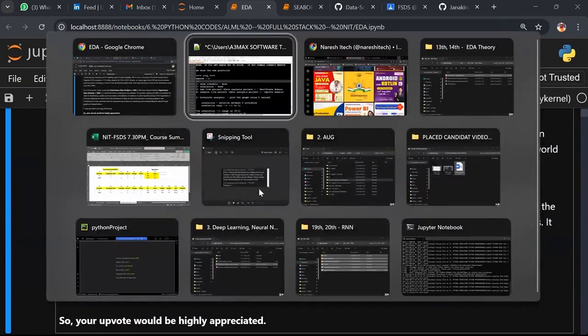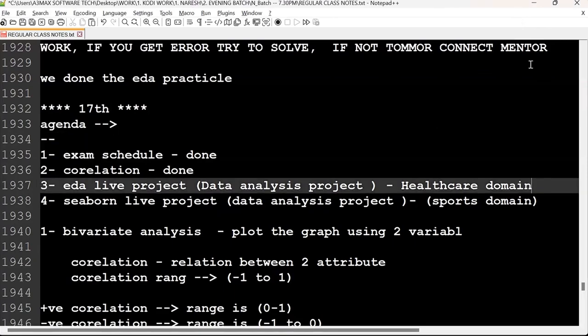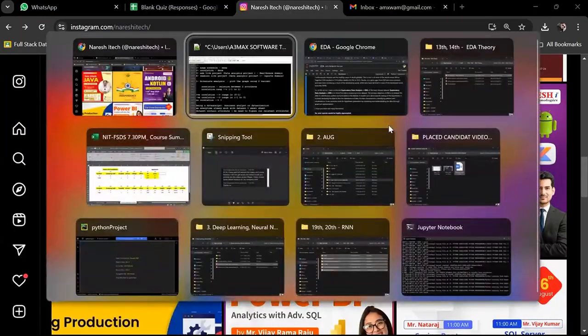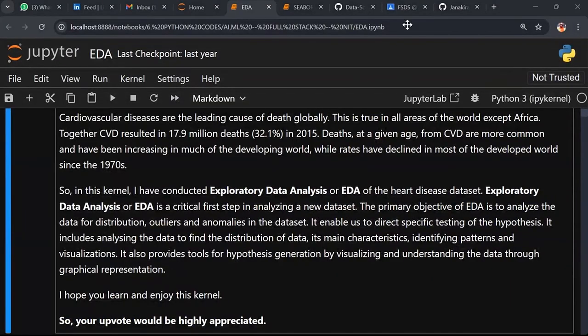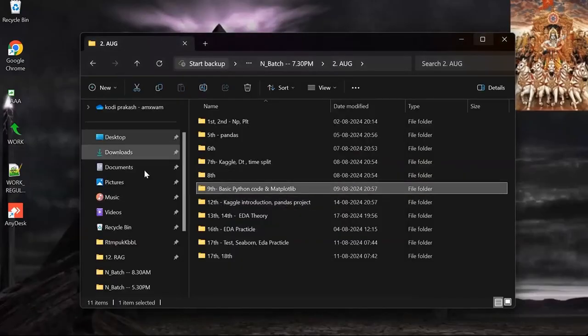The project I bring up today is the EDA live project, a data analysis project in the healthcare domain. All those things we have can be shown in your resume. If possible, you can show it, no problem. You can also mention it in resume projects. But before that, let me introduce all the details here, and I will explain the practical in depth. Any questions we will discuss in the class.